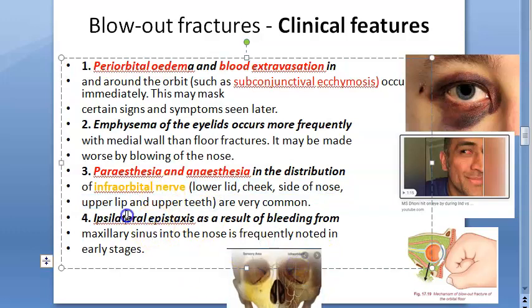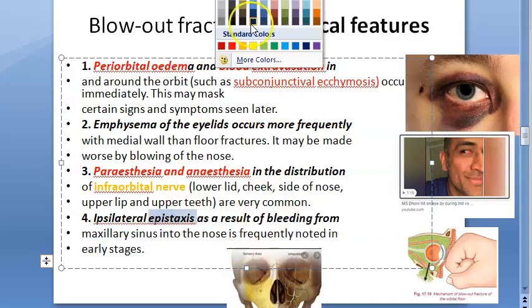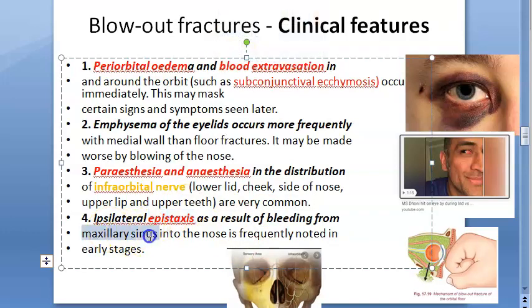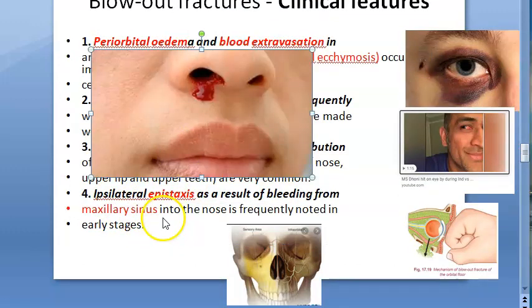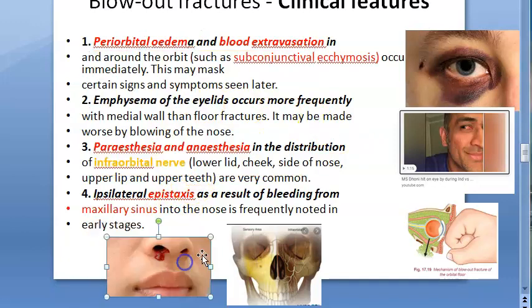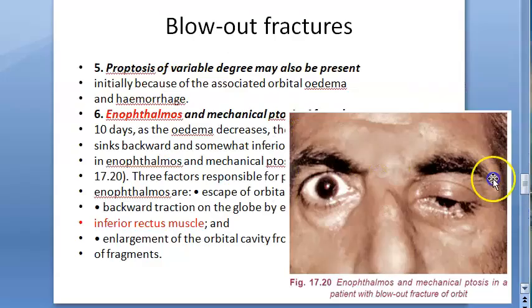Okay, then ipsilateral epistaxis as a result of bleeding from the maxillary sinus into the nose. Okay, so he has epistaxis here, and strangely this is not from Little's area. It is from the maxillary sinus, bleeding from the maxillary sinus. So it is ipsilateral epistaxis, same side, as a result of bleeding from where? From the maxillary sinus. Okay, so that's important. Now let us move on.